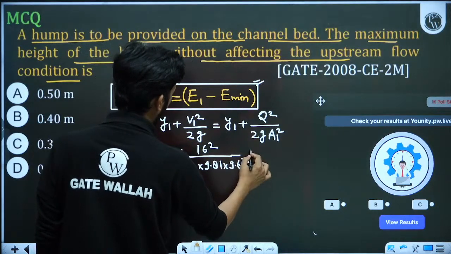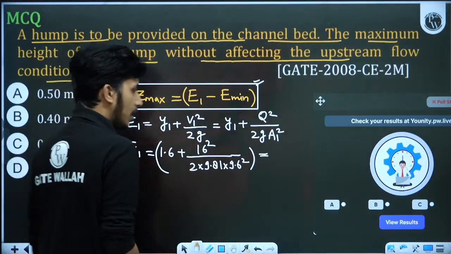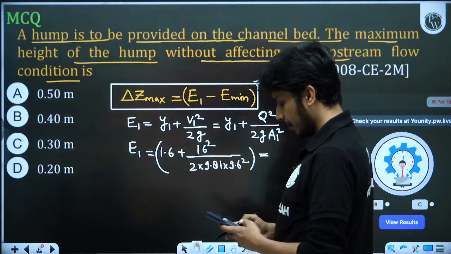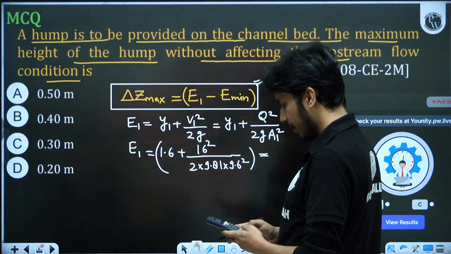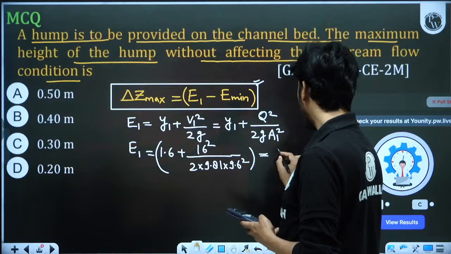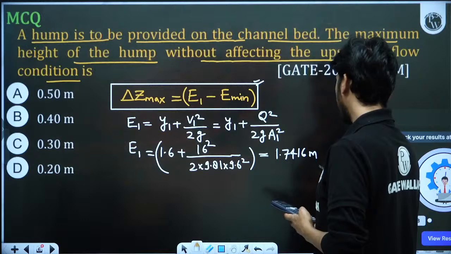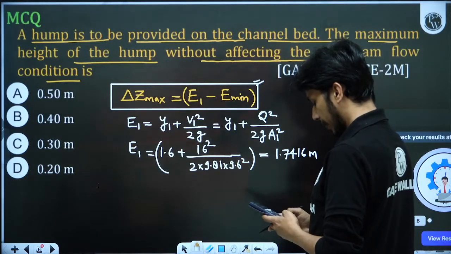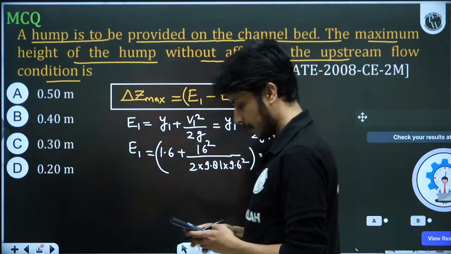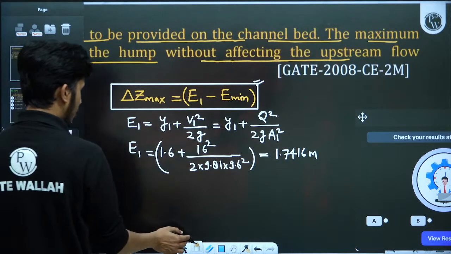So this flow was coming from the upstream side, and it is going towards the downstream side. So 16 square divided by 2 into 9.81 into 9.6 square plus 1.6. This is 1.7416 meter. If I'm not wrong, let me again calculate. Yes, 1.74. Okay. Now at section 2, the specific energy is minimum.